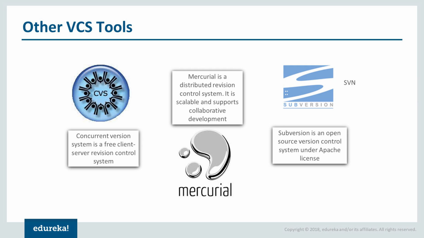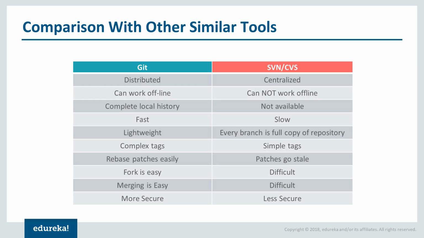We also have Apache Subversion, which is often abbreviated as SVN. This is a software versioning and revision control system distributed as open source under the Apache license. This is also very popular. But if you remember from our slides when we discussed distributed and centralized, this is a centralized version control system. So there are some differences between Git and SVN. One is distributed, one is centralized.